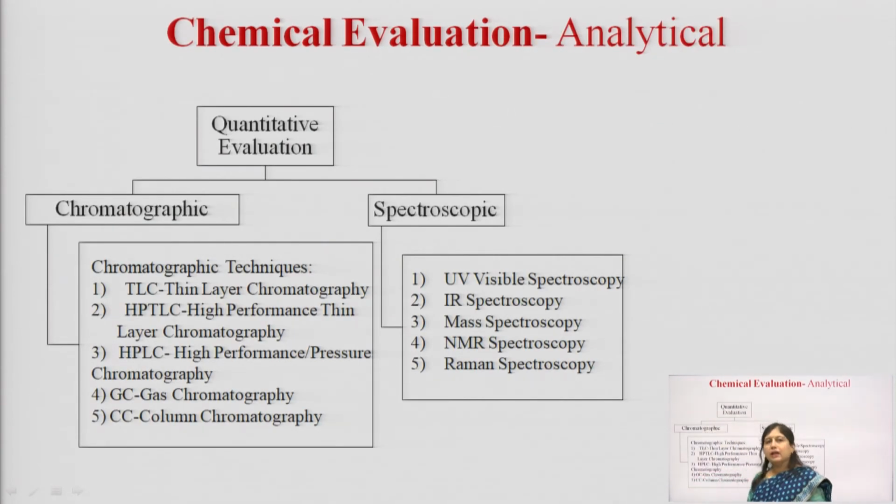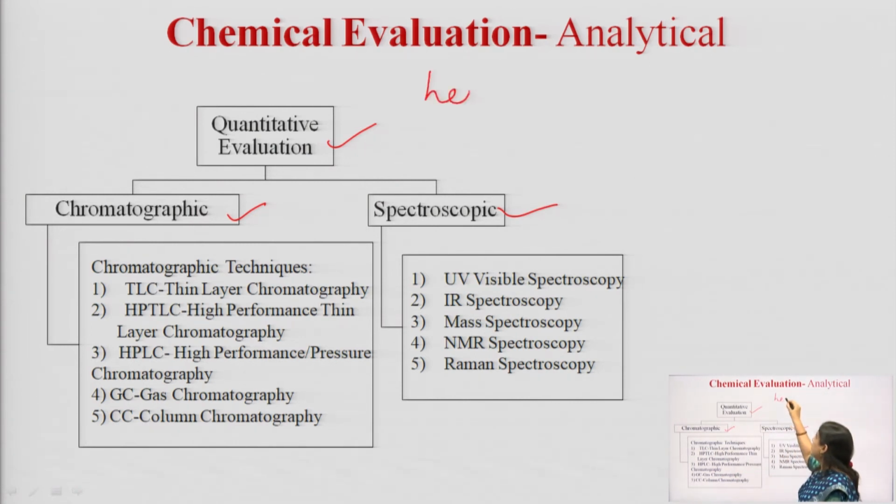Now, if we look at the other part, that is the quantitative evaluation, we can do it by two techniques. One is the chromatographic technique and second is the spectroscopic technique. Basically, because herbs are a mixture of many things, it is important first of all to separate those ingredients, and after separation, when we do the analysis, we get the actual concentration or assay of our particular constituent.